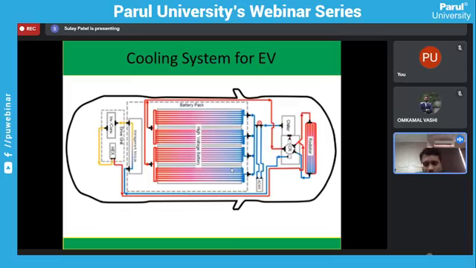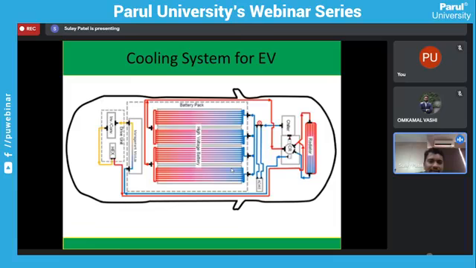To cool down these components, mainly the battery and the controller, we require a cooling system. This cooling system is like the one we equip in normal petrol and diesel engine cars, with a radiator. But the capacity of this cooling system is low compared to petrol and diesel vehicles, because the heat generation in petrol and diesel is very high compared to an electric vehicle. But an electric vehicle still requires some cooling.